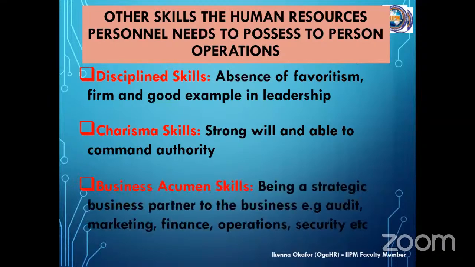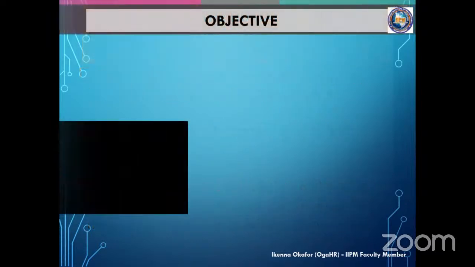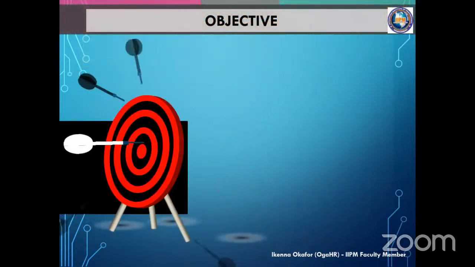Business acumen. An HR person should have very good business acumen, being a strategic business partner to the business, e.g., knowing a little about audit, marketing, finance, operations, security. What they do is also important.